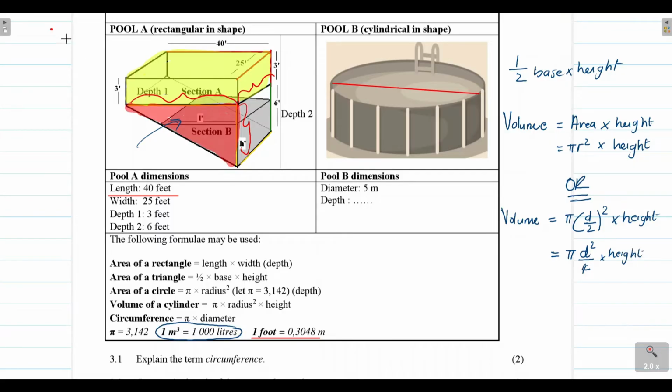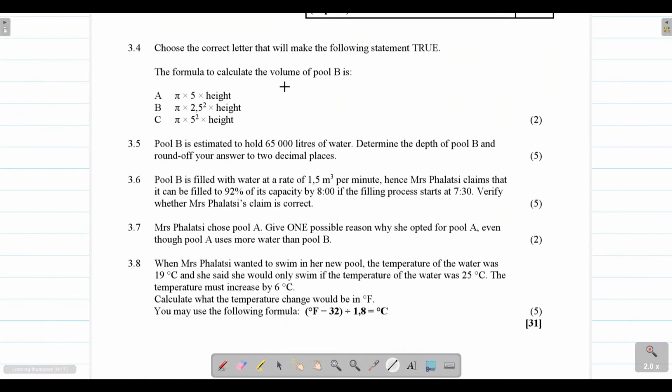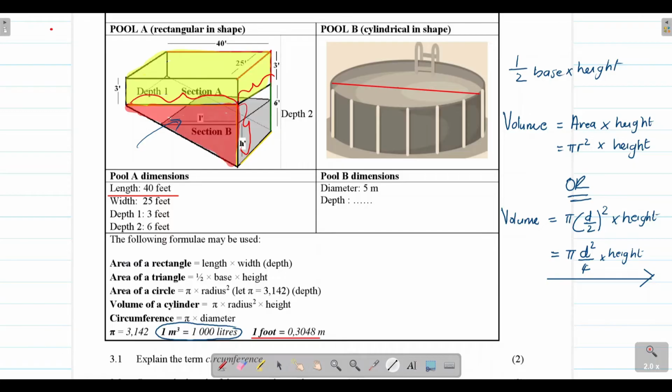Okay, so now we're going to have a look at the statements that are given to us, and we basically need a statement that either resembles pi times d squared over 4 times height, or a statement that resembles pi r squared times height. Okay, so let's see. So here they've basically substituted our values there. So let's just quickly substitute. So if you were to basically substitute the values that are given to us, right?